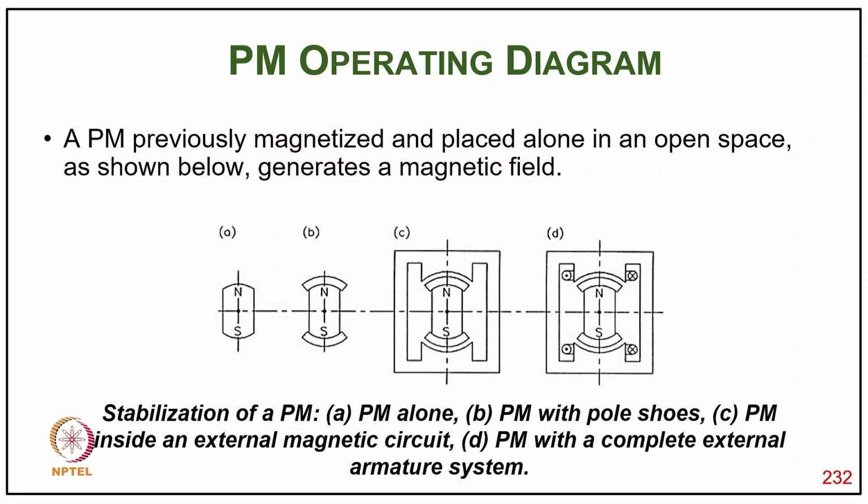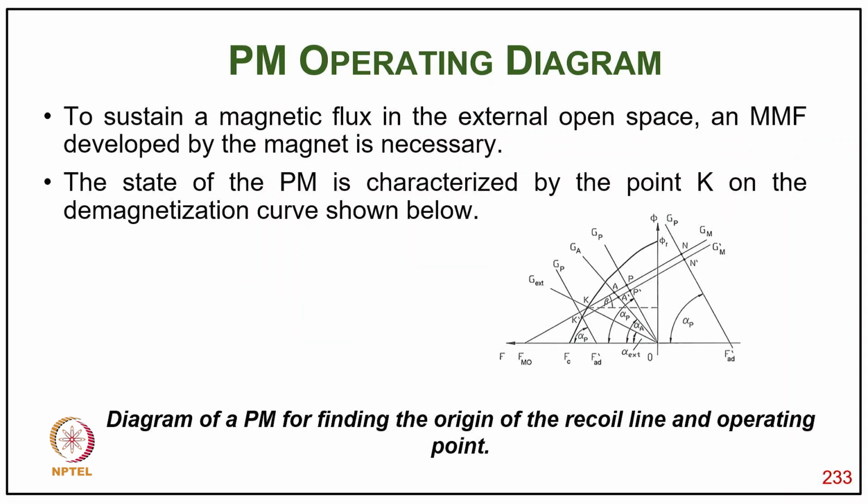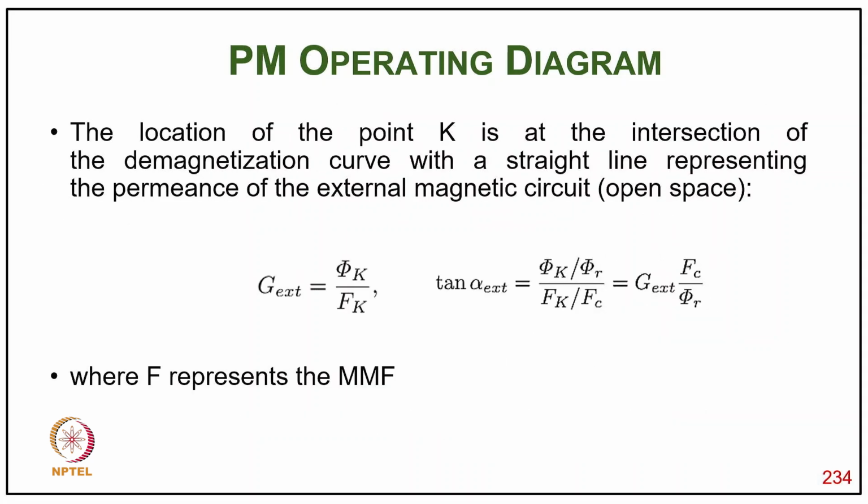So, you can see a permanent magnet material, previously magnetized and placed alone in open space as shown below, generates a magnetic field. The cases shown are the PM alone, the PM with pole pieces, the PM inside the external magnetic zone, and the PM with the complete external armature circuit. To sustain a magnetic flux in external open space, an EMF developed by the magnet is necessary. The state of the PM is characterized by the operating point K on the demagnetization characteristic as shown here. The location of the point K is at the intersection of the demagnetization characteristic with the straight line representing the permeance of the external magnetic circuit in open space.